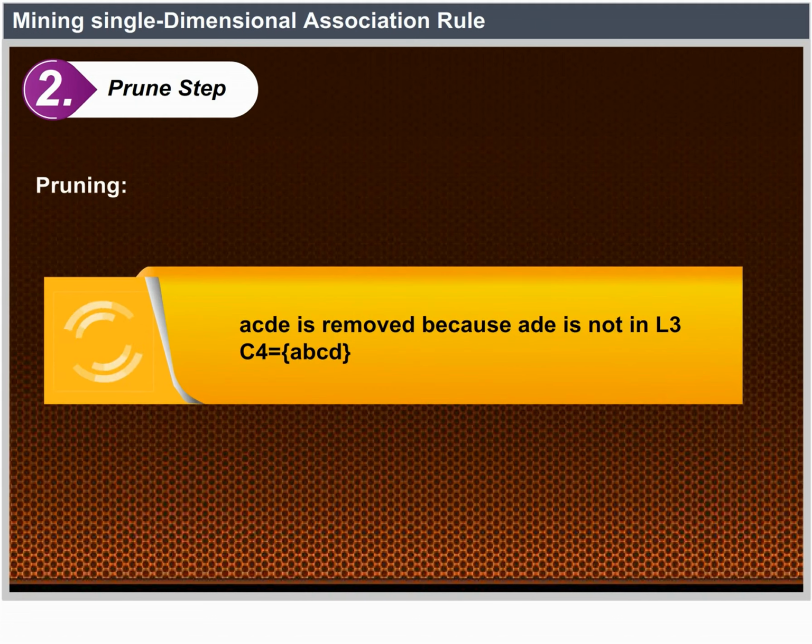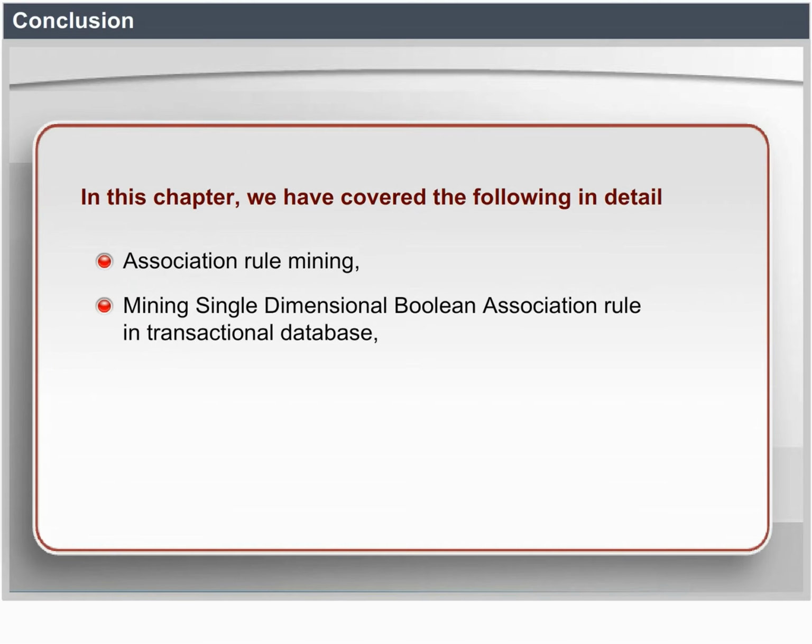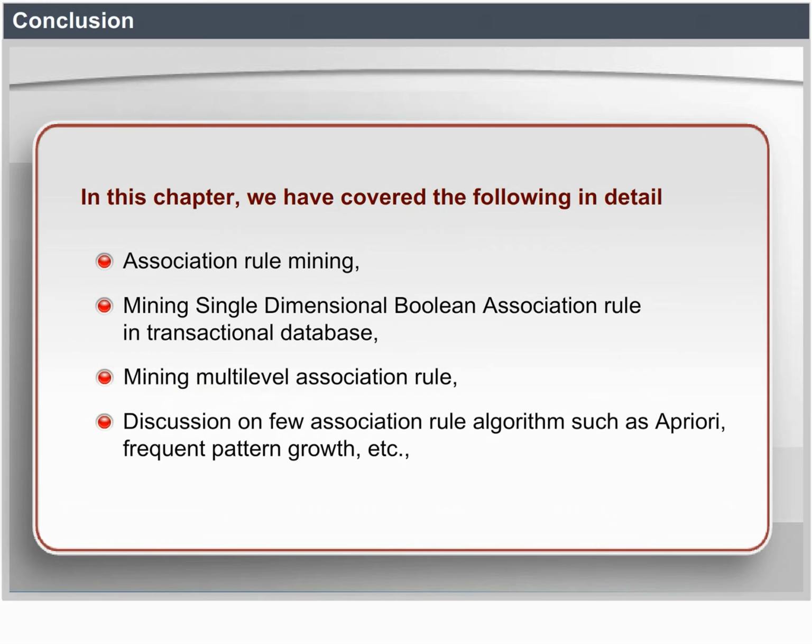C4 equals ABCD. Conclusion. In this chapter, we have covered the following in detail. Association rule mining. Mining single-dimensional Boolean association rules from transactional database. Mining multi-level association rules. Discussion on a few association rule algorithms such as Apriori, frequent pattern growth, etc. From association rule to correlation analysis.